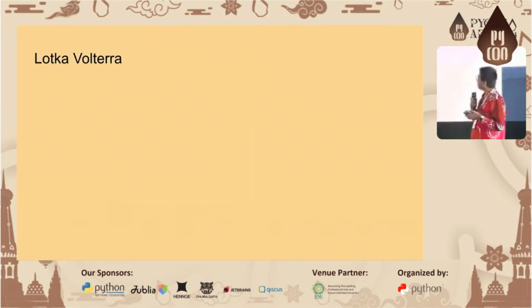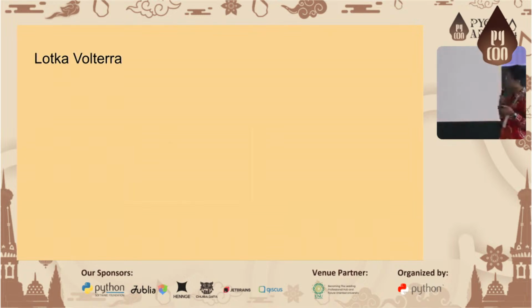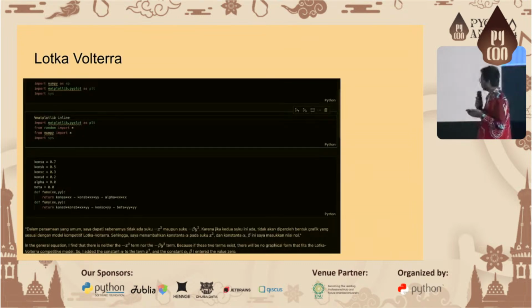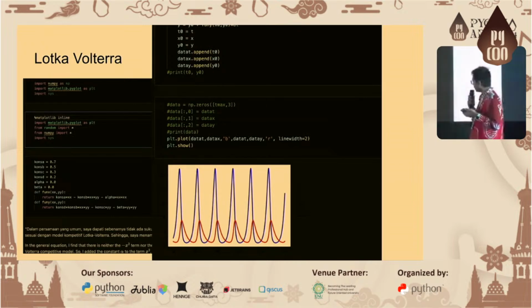Next. The next is about the Lotka-Volterra equation. It's about the relationship between the herbivore and the carnivore. It's called environmental physics method. Next. So first, I try to reconstruct any constants and variables for the Lotka-Volterra, and then we can see the result, where the blue line is the herbivore and the red line is the carnivore.